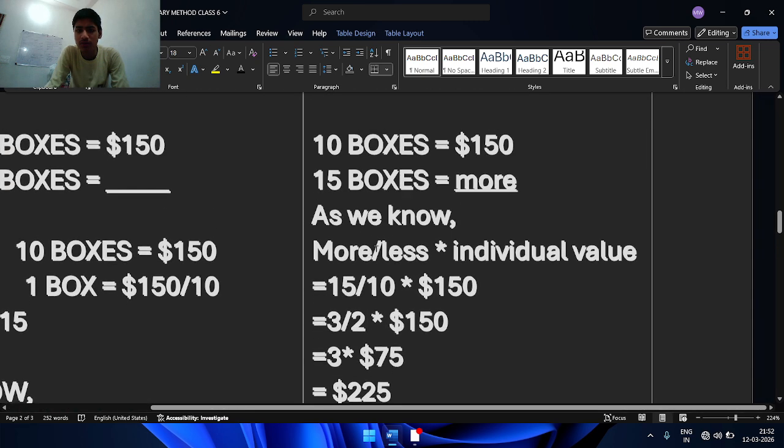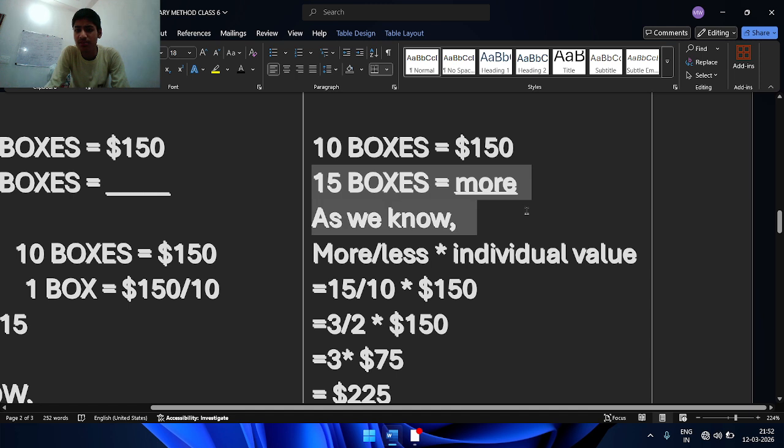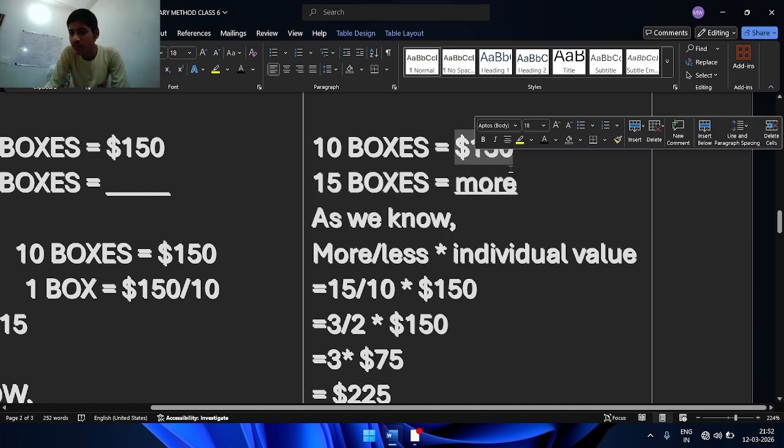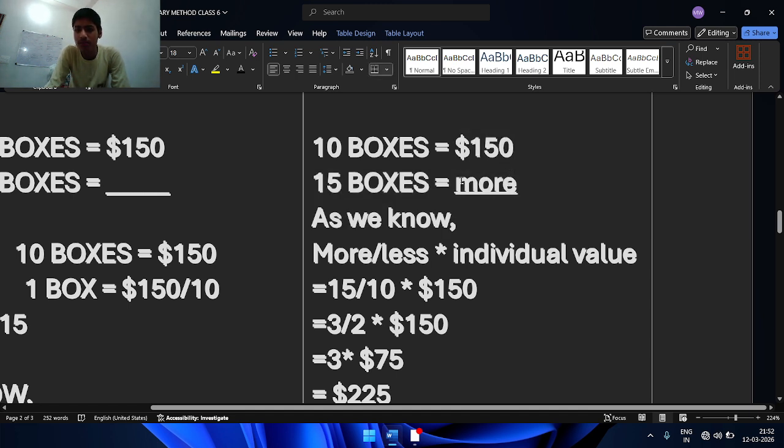So here also we will get the same answer, but it will be more than $150, more than the previous price we have. If there are 5 boxes, if I remove this and take 5 boxes, it will be less. Why? 10 boxes cost $150, so 5 boxes will cost less than the 10 box price.